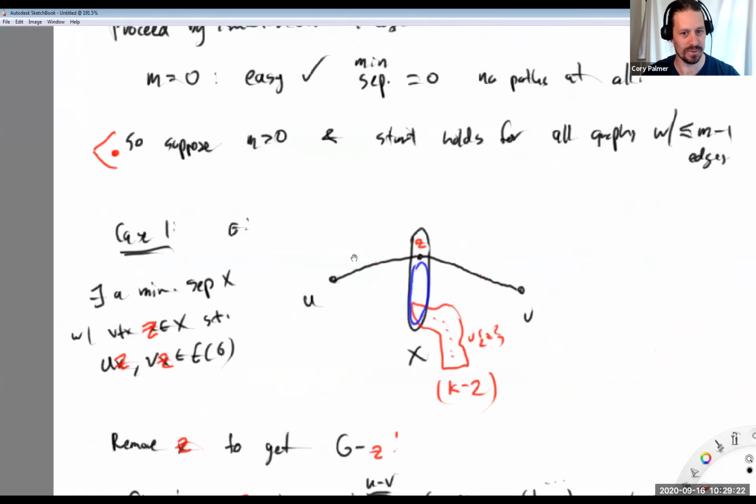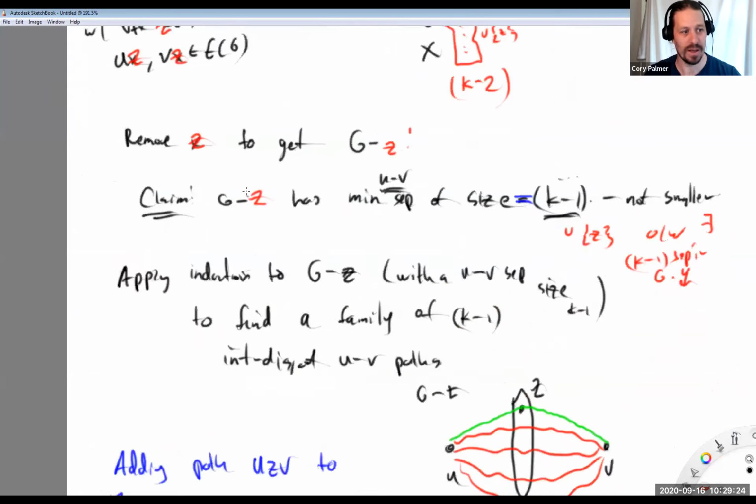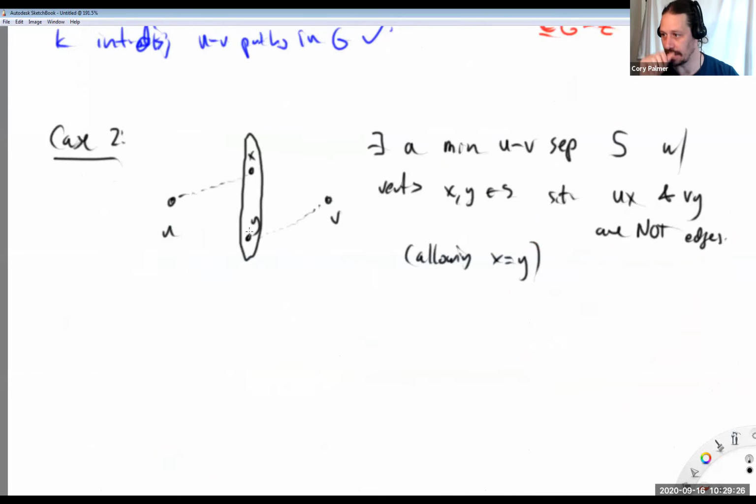Okay, so we're in case 2, and we have this nice configuration here. Keep in mind, again, X and Y might be identical to each other, but all I'm asking for is, is there a vertex of the separator not adjacent to U, and simultaneously, is there a vertex of the separator not adjacent to V, okay?